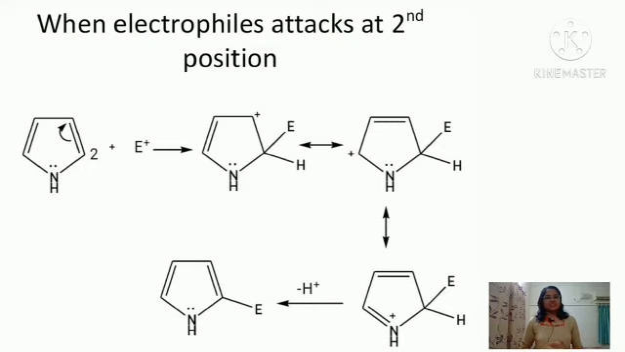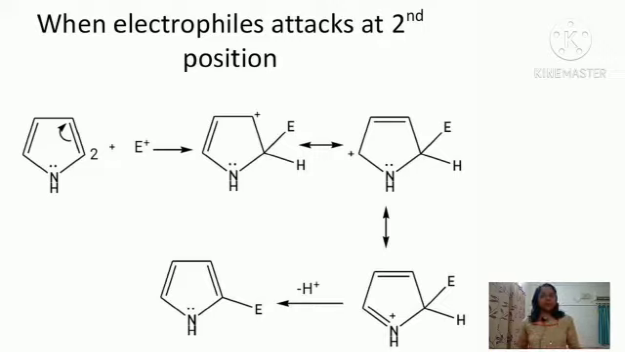So when pyrrole undergoes an electrophilic substitution reaction, will the electrophile attack the pyrrole at the alpha position or at the beta position? The preference can be explained as follows. When an electrophile attacks the pyrrole at the second position, that is the alpha position, we get the electrophile at the second position, and at the third position we get a positive charge. This positive charge starts to circulate, and we get two more resonating structures from that compound.